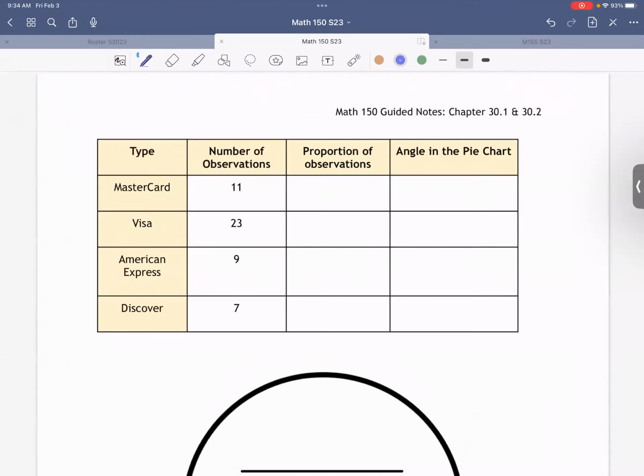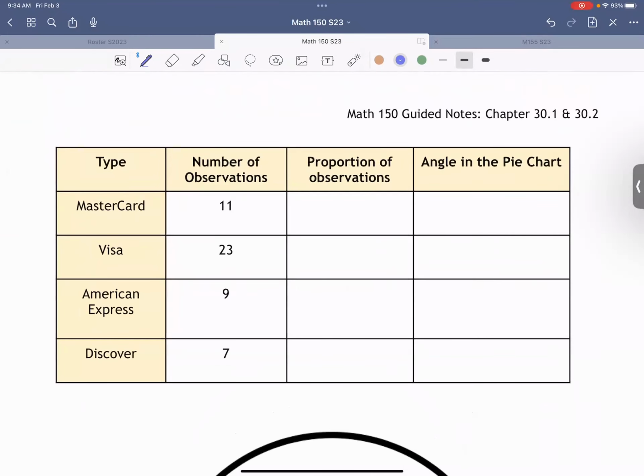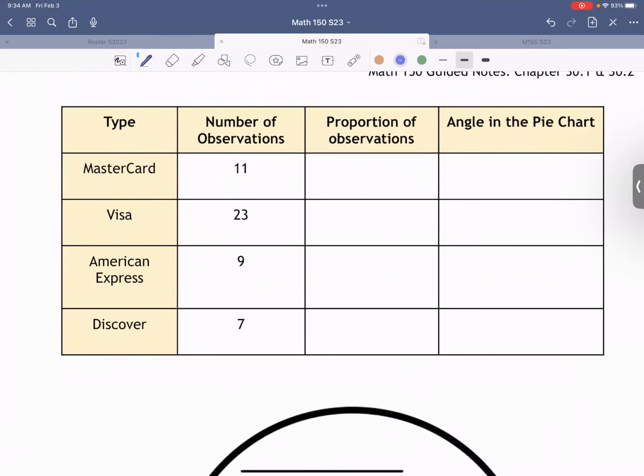All right, going back to MasterCard, Visa, American Express, things like that. Well, we already calculated the number of observations. Now, can someone remind me how to find the total number of observations again? I'm asking for the total number of observations. Yeah, you add 11, 23, 9, and 7, so we know that the total is 50.